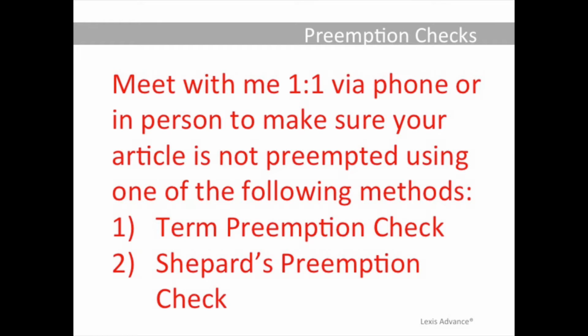So you probably received an email about the one-on-one preemption check time slots that I'm going to be available for next week. So from August 30th to September 1st, I'm going to be available for one-on-one preemption checks. So make sure you sign up for one of those. If you missed that time period, get in touch with me. My contact information is on the Lexus Law School homepage, and we can either do a phone call or meet in person, and I can do a preemption check meeting with you. They last about 20 minutes or so.